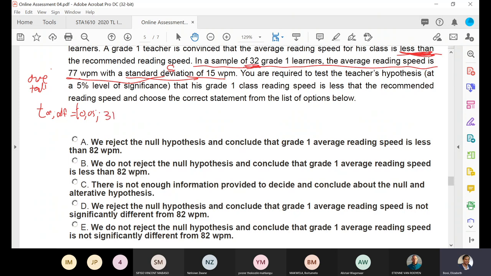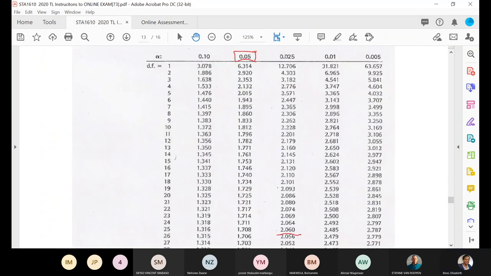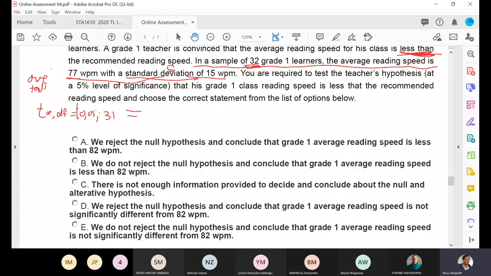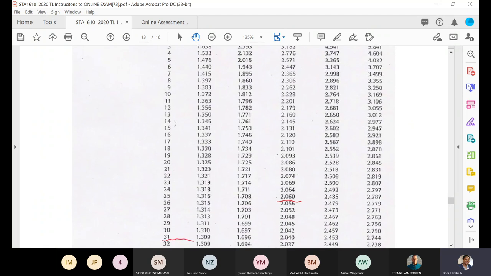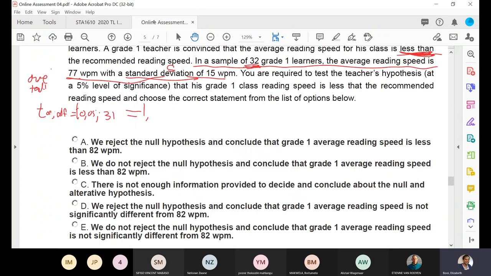So the degrees of freedom will be 32 minus 1. You go find the critical value on the table: 31 and 0.05, which is 1.696. That is your critical value. Now, we know where the region of rejection is because it says less than, so this side, minus 1.696. That's where the region of rejection is.